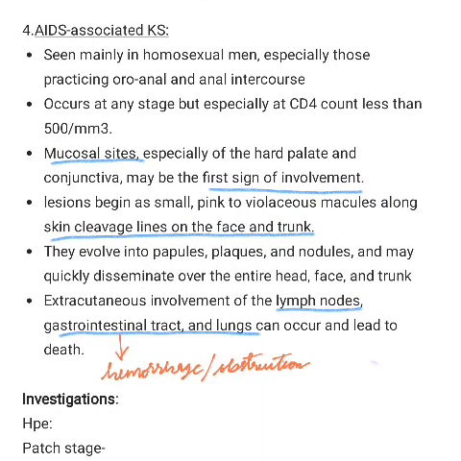Coming to AIDS associated Kaposi's sarcoma, it is seen mainly in homosexual men, especially those practicing oroanal and anal intercourse, and it occurs when the CD4 cell count falls below 500 cells per cubic millimeter. Mucosal sites are especially involved, such as the hard palate and conjunctiva, and this is usually the first sign of involvement. Here it begins as a small pink to violaceous macule that becomes a plaque and later a nodule, and when it occurs on the face and the trunk, it follows the skin cleavage lines. They quickly disseminate over the entire head, face and trunk.